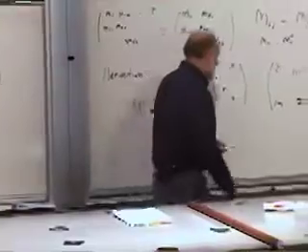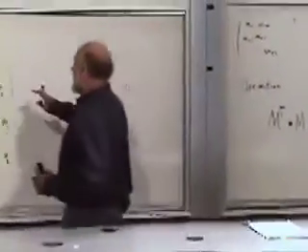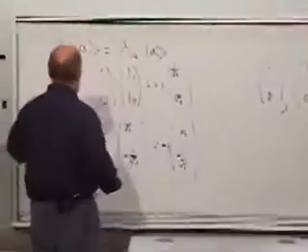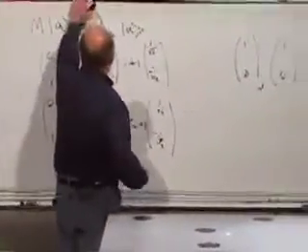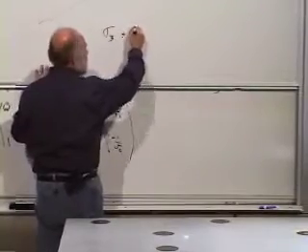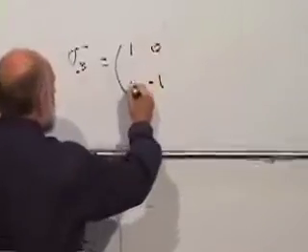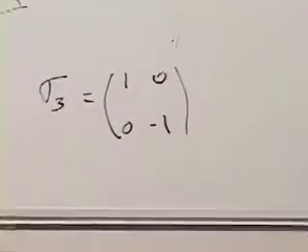What did you call the spin matrix? Sigma matrix? Okay, sigma 3. And this is by definition 1, minus 1, 0, 0. And it has eigenvalue plus 1 and minus 1.